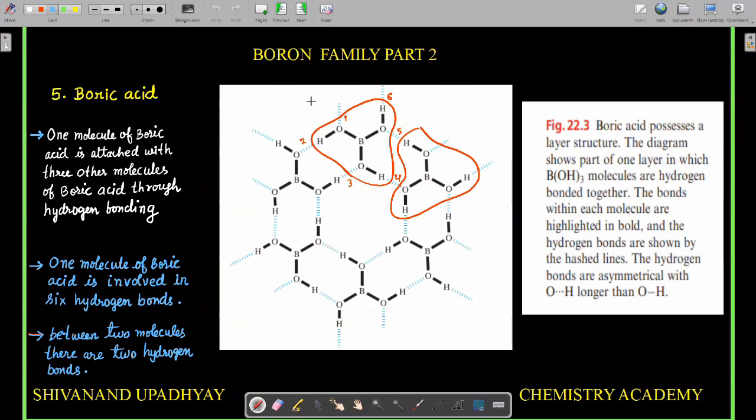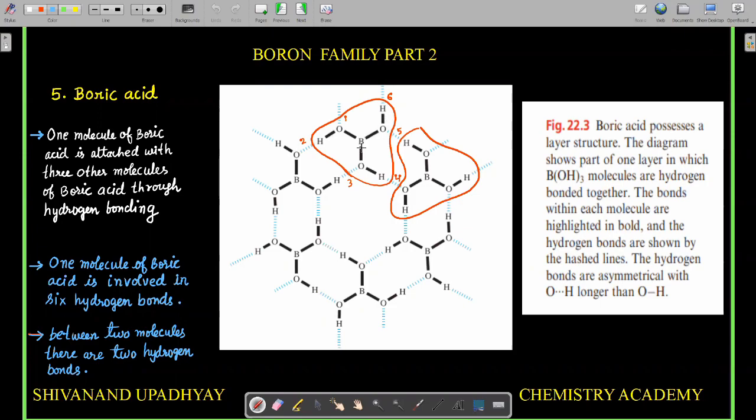The next molecule is boric acid, and boric acid in solid form exists in this layered structure or planar structure, right? And this is the crystalline structure of boric acid, and because of hydrogen bond, it exists in the form of solid or crystal. Now you can see that this is one boric acid molecule, and within this molecule you can see that one boric acid molecule is involved in 6 hydrogen bonds. These dotted bonds are hydrogen bonds, right?